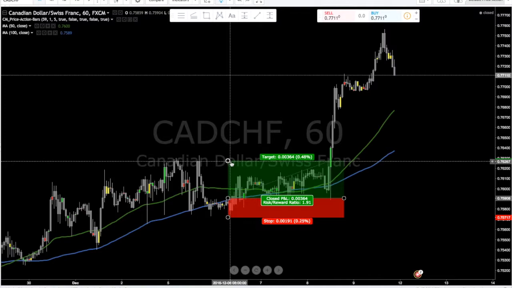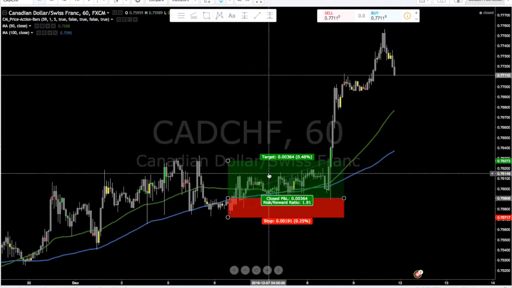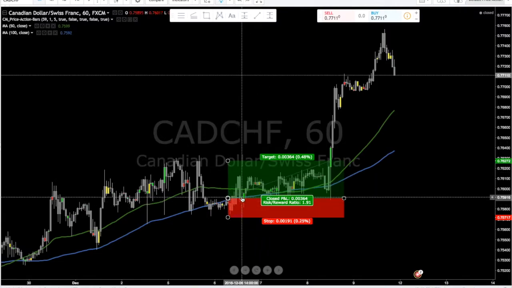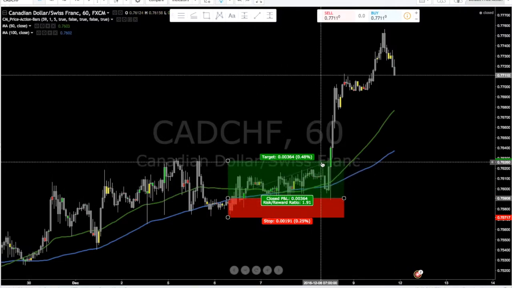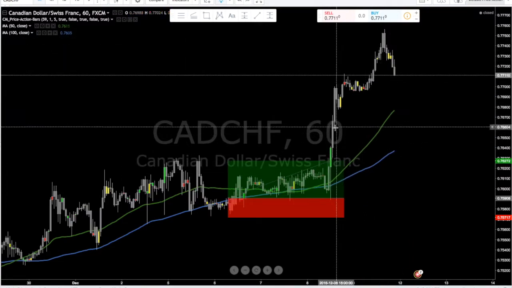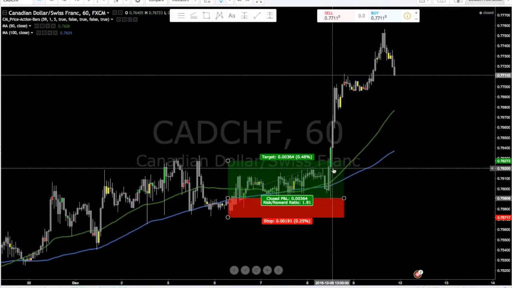My first target was, like it usually is, a 2-to-1 risk reward. It was 1.9 to 1. So price action moved up and it hit my first target here. And then you can see we had this huge kind of, you could call it a pin bar, I guess, and then price action shot up in our direction.